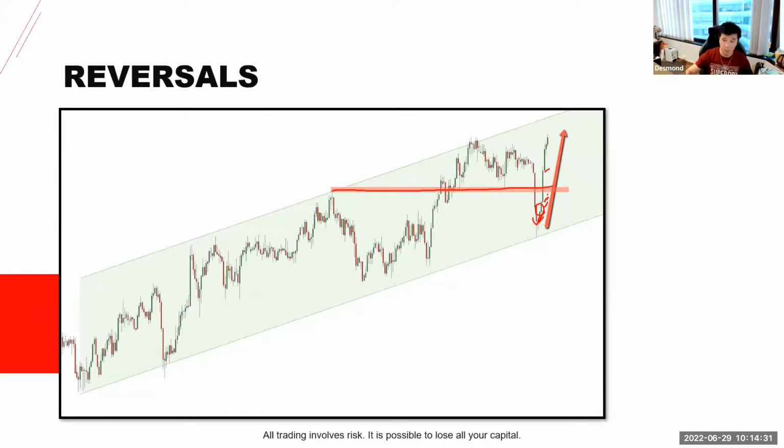Anyone want to take a guess? What kind of candlestick pattern is this, where you have three green candles in a row? Does anyone want to take a guess? What is this particular kind of candlestick pattern?